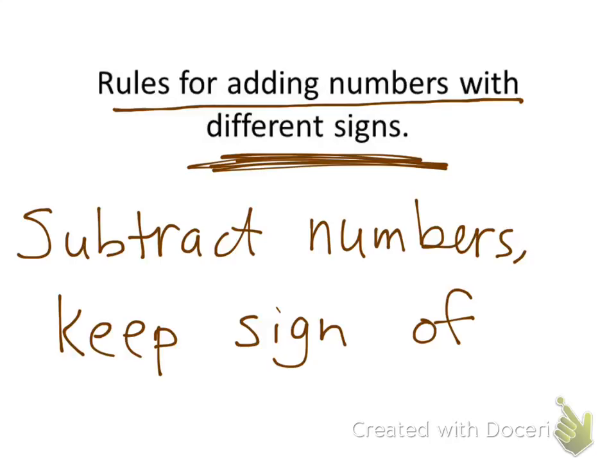Out of 6 and 10, we had more positives than negatives, right? Out of 5 and 4, we had more positives than we had negatives. So you subtract the numbers, you keep the sign of the larger number. I'm putting larger in parentheses. It's not really larger, because positive numbers are always larger than negatives, but the one that has more value. So we had more positives than negatives in both of these examples.